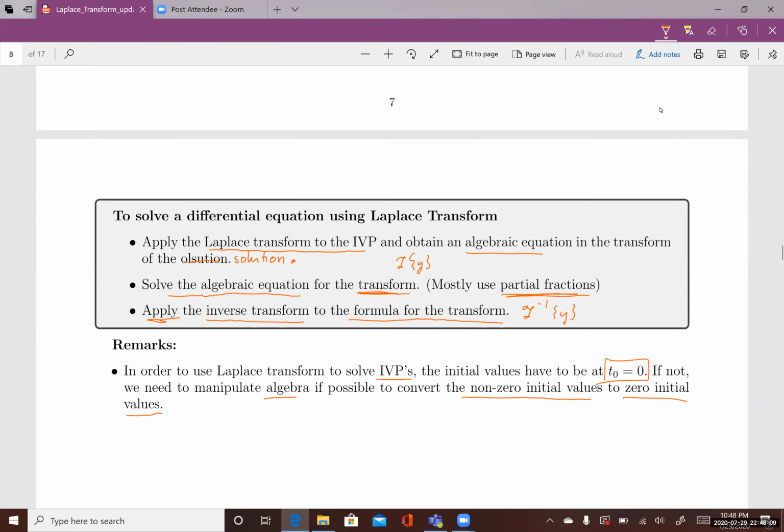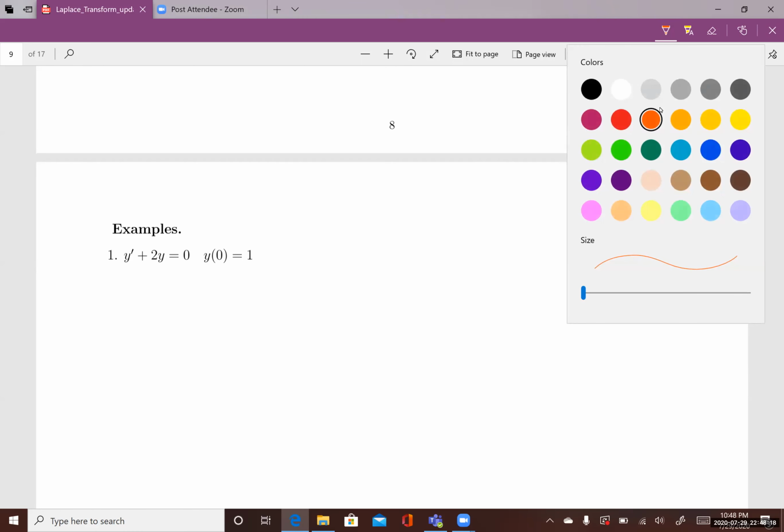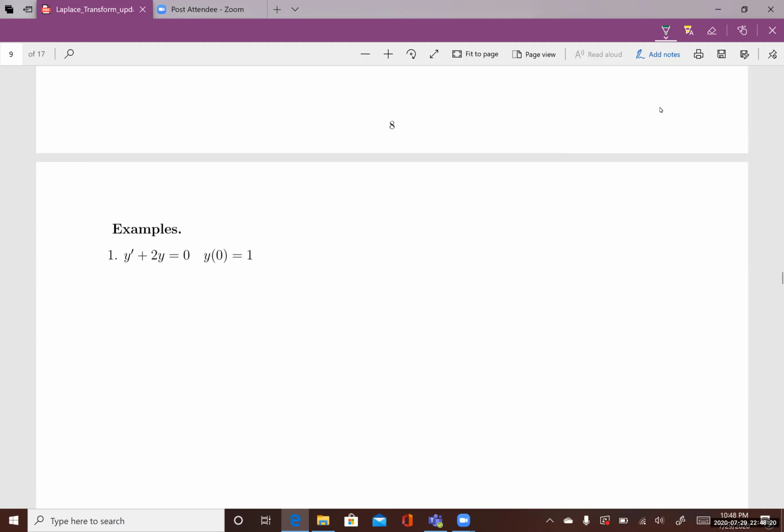All right, let's do an example. You're given this simple first order differential equation with one initial value. Then the first step is you want to apply Laplace transform to both sides.